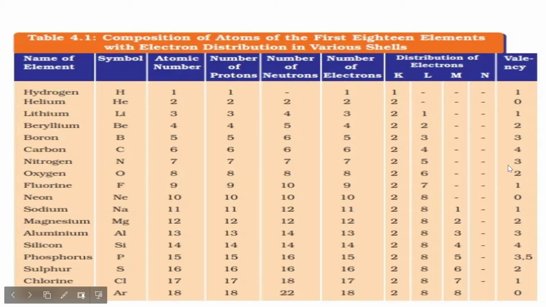So you see in this column, helium, neon and argon have valency as 0. So these three belong to the noble gas or inert gas family.